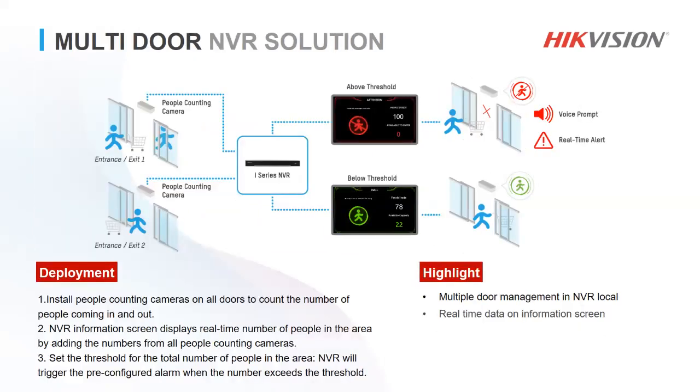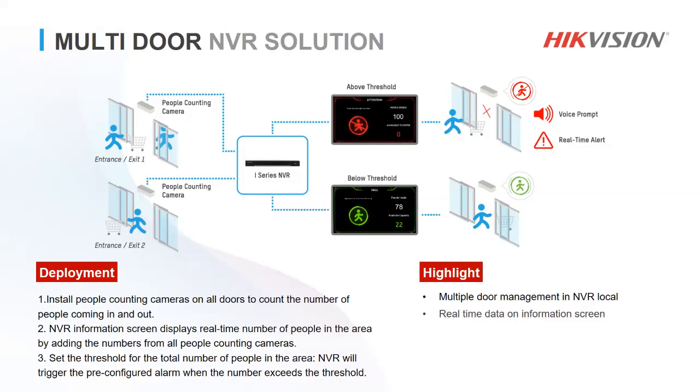Moving on to the multiple door solution. If a premises has multiple entrances and exits, we would use one of our cameras again, so the people counting, or the 7 series of the AccuSense connected to an I-series NVR. The I-series NVR will group the cameras. So when you're configuring the system, you configure how many cameras are in a relative group. So if there's 2 entrances, you group the cameras into a single group, and then that way the NVR knows to count in and out from 2 different entrances.